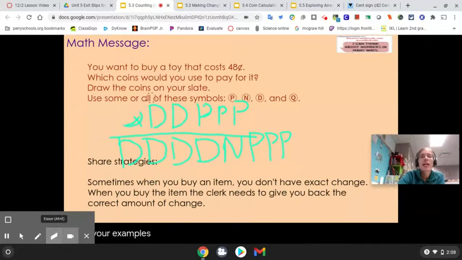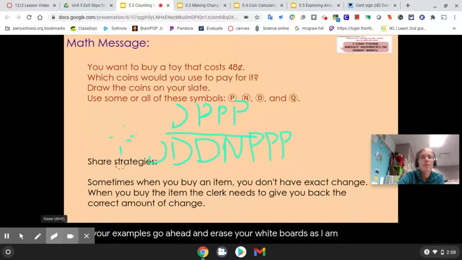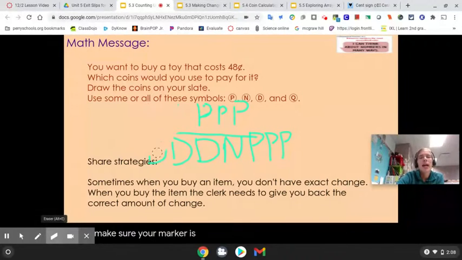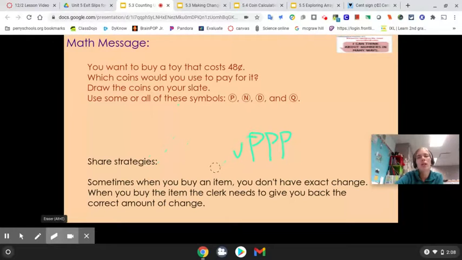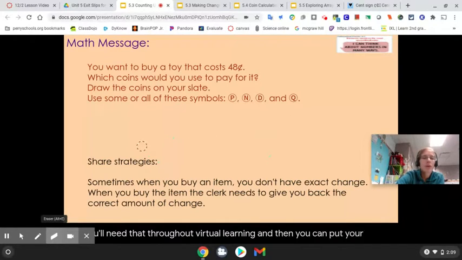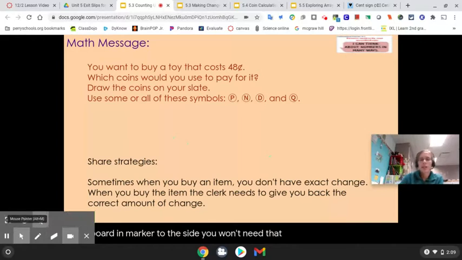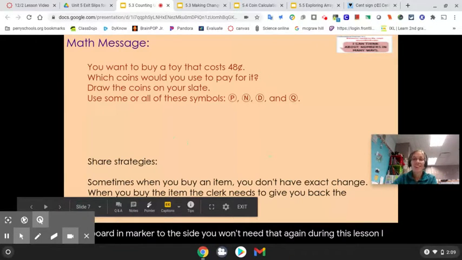Go ahead and erase your whiteboards as I'm erasing my board. Make sure your marker is capped tightly so it doesn't dry out. You'll need that throughout virtual learning. And then you can put your whiteboard and marker to the side. You won't need that again during this lesson, I don't think.